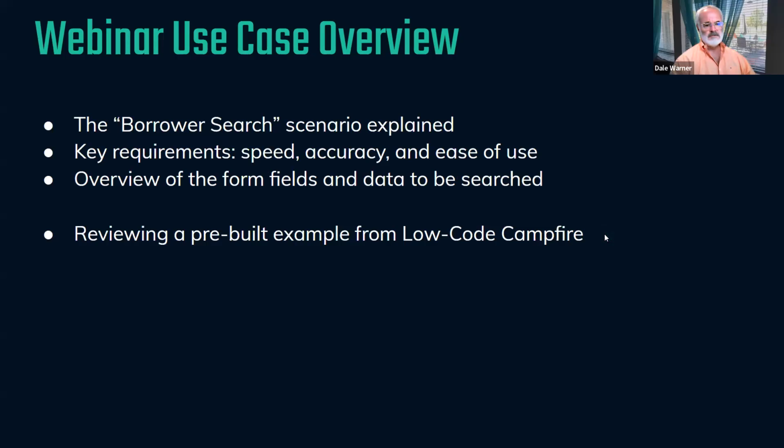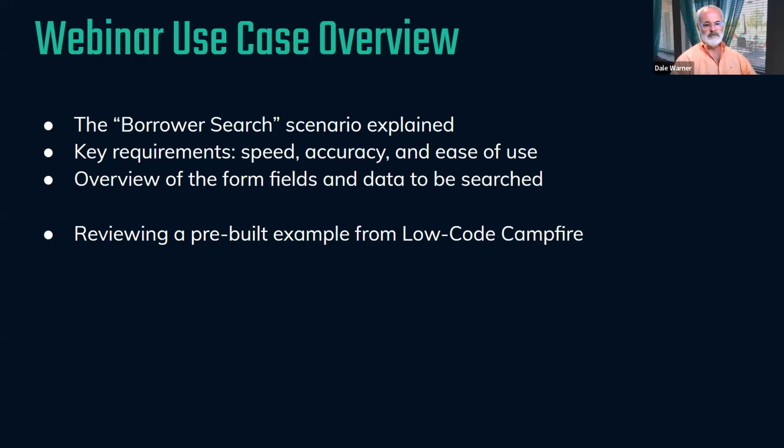The use case that we're going to focus on is a borrower search at a bank or lending institution. The borrower comes in and says, "My name is..." and you ask, "What's the last four of your social security number or your birth date?" And we'll look you up in the system. That's where we're going, and it's going to be very fast, very accurate, and very easy to use.